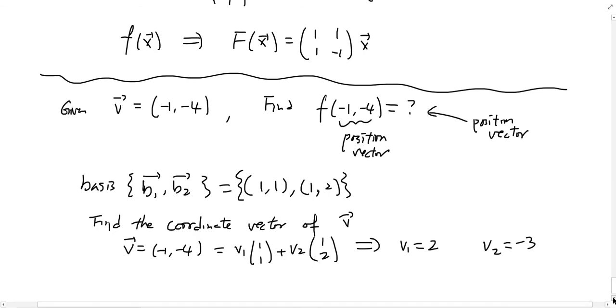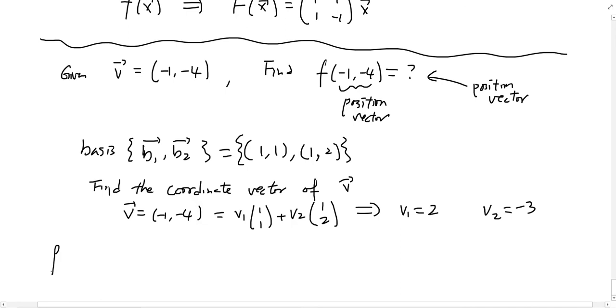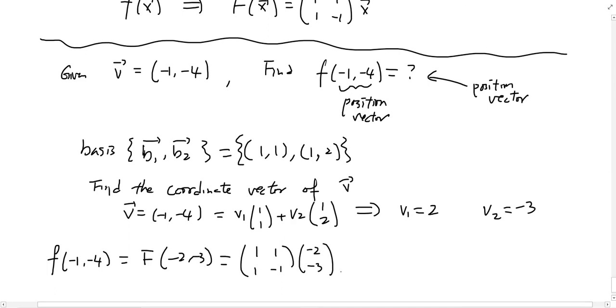So now I'm ready to do my problem. If I take the function f and I plug in the vector negative 1, negative 4, that is equivalent to taking the capital function F, which deals only with the coordinate vector, and plugging in 2, negative 3, because 2, negative 3 is the coordinate vector of negative 1, negative 4 with the basis of b1, b2. And so now I have the matrix that can relate the coordinate vectors. So I'm going to do that, and that would give us this vector.